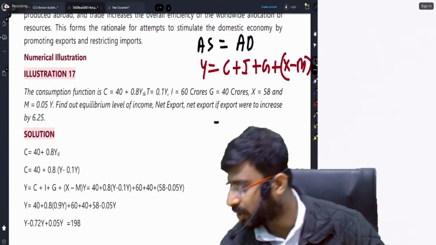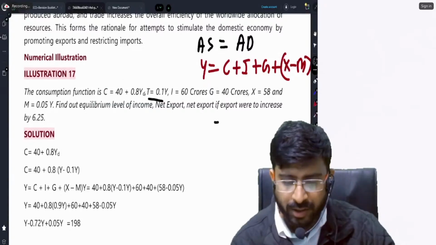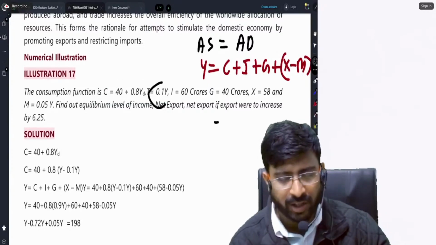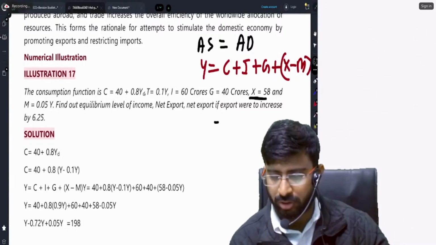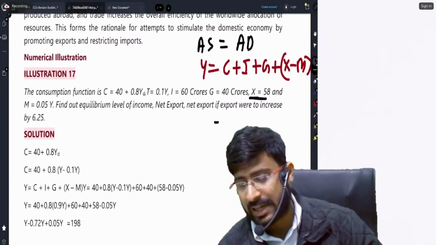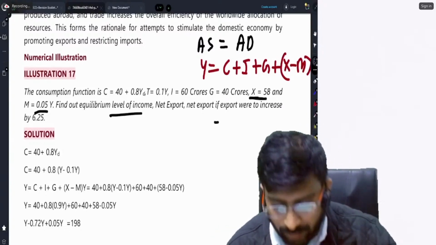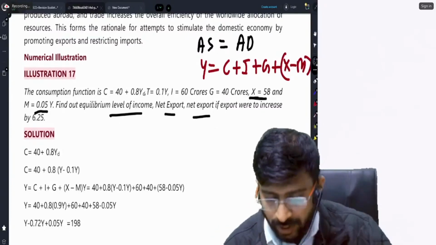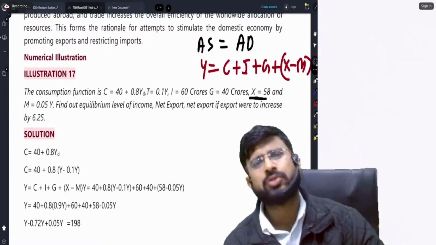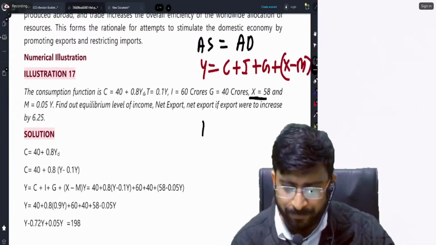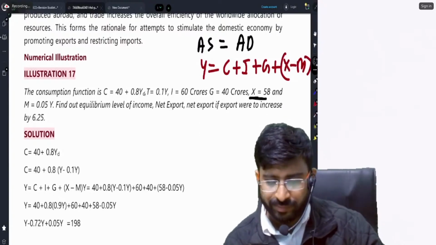First of all, let's read the question and then proceed. The consumption function is this. T is 0.1Y. Investment is this. Government expenditure is this. X is exports, not net exports, and M is imports. Find out the equilibrium level of income and net export if exports were to increase by 6.25. So we'll do it one at a time. Y equals C plus I plus G plus X minus M, as I told.